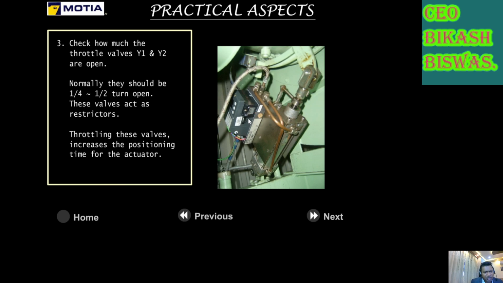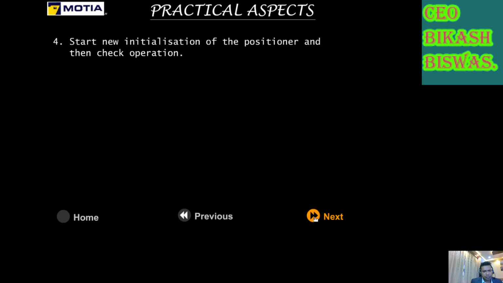These valves act as restrictors. Throttling these valves increases the positioning time of the actuator. So start a new initialization of the positioner and then check the operation.